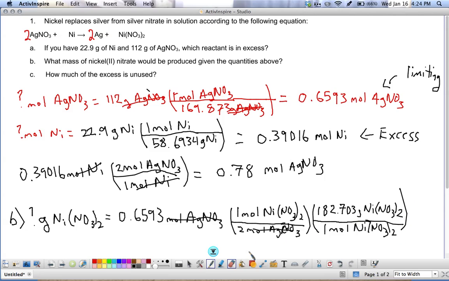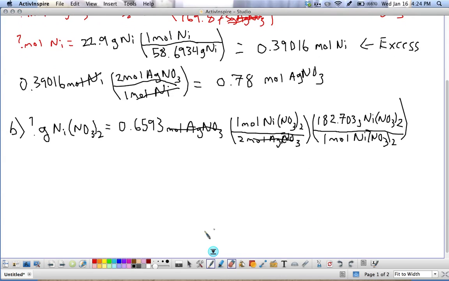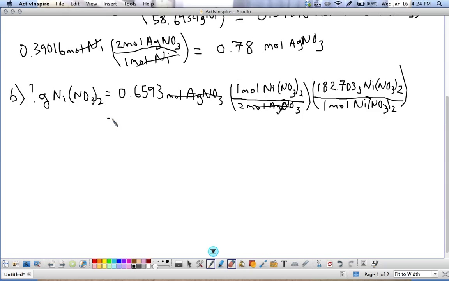Okay, and when I do the calculation, I'm going to get 60.2 grams of nickel 2 nitrate. Okay. So now we're on to part C.